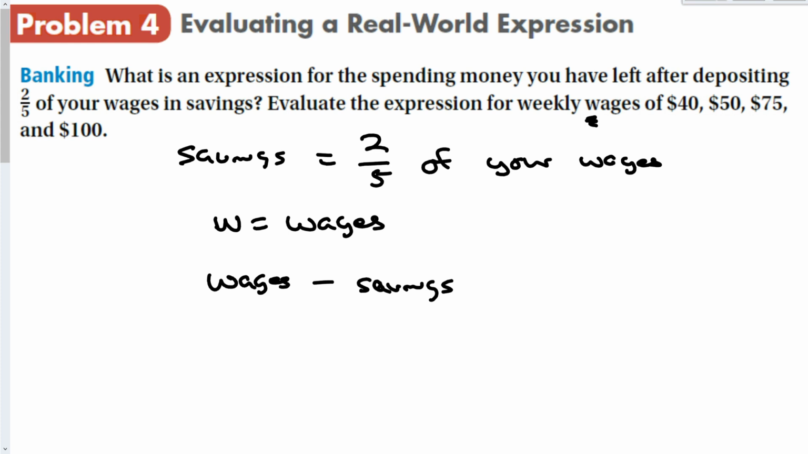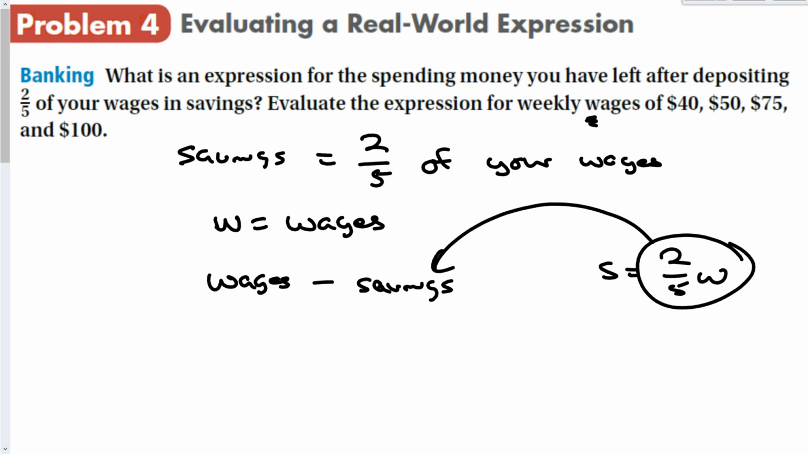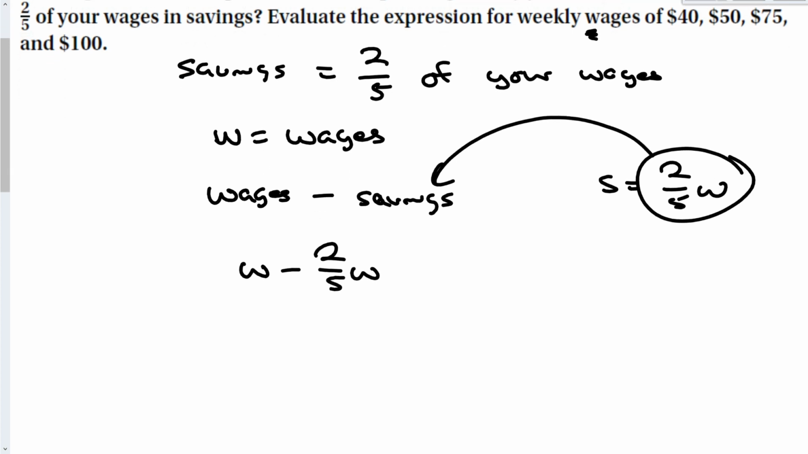And so my savings is going to be 2/5 times W. So I can take that expression right there and plug it into there. So my algebraic expression is going to look like W minus 2/5 times W. And that's kind of the hardest part of this problem. Okay? Now that we know what the algebraic expression is, let's make a little table.